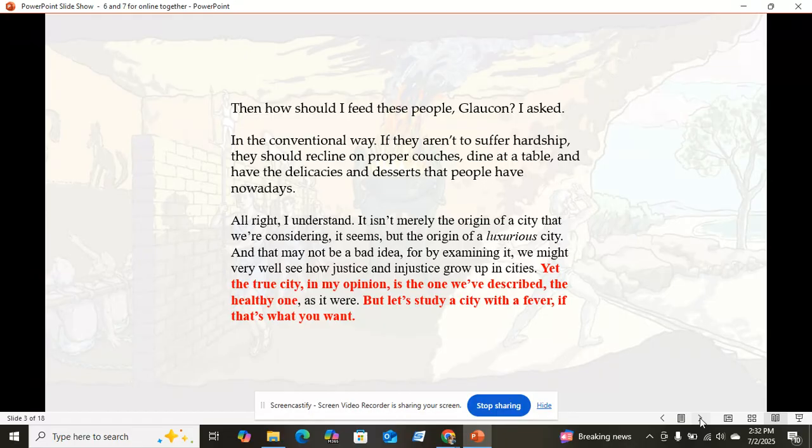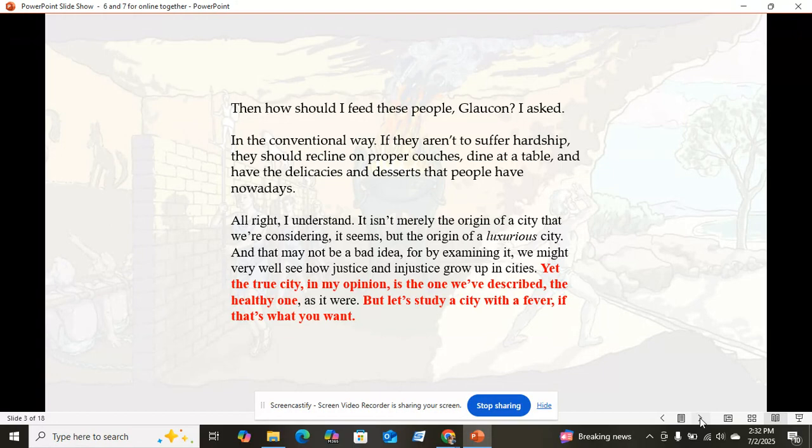He says, "All right, I understand. It isn't merely the origin of a city that we're considering, it seems, but the origin of a luxurious city. That may not be a bad idea. For by examining it, we might very well see how justice and injustice grow up in cities." Now, that wasn't where they started. Originally, they wanted to know how a city became a just city. And immediately Socrates says, once you have a luxurious city, you've moved away from self-control and temperance, and so you're not going to have a just city. We're going to look at now how justice and injustice grow up. But then he says, "Yet the true city, in my opinion, is the one we've described, the healthy one."